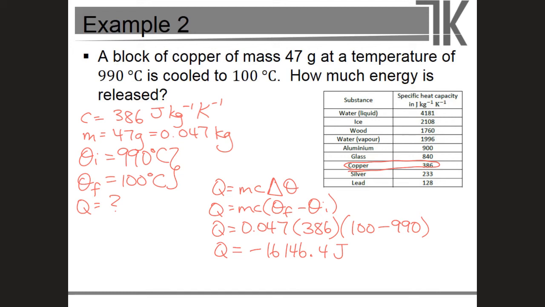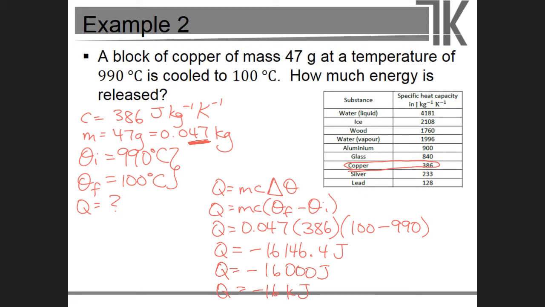But again, don't get into the trap of putting so many significant figures. We definitely want to round that to an appropriate number of significant figures, which is 2 or 3 significant figures. In this case, probably 2, given the information that we've been given. So that would be negative 16,000 joules, or if you'd rather, you could write that as negative 16 kilojoules, and that's a little bit more eloquent.